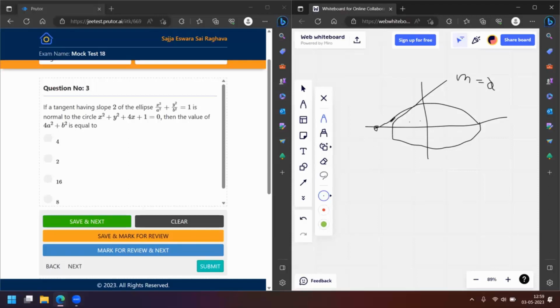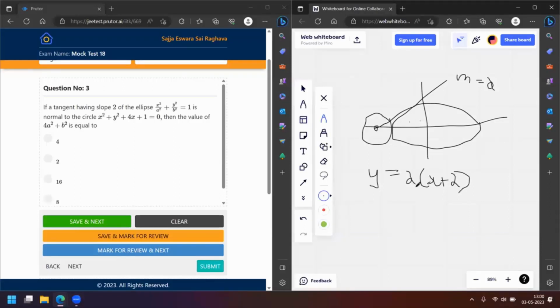And since it is a normal to the circle, any normal to the circle passes through the center. So now we can generate the line. We know a point through which the line is passing, which is the center of the circle. So we can write y equals slope times x plus 2, this is the equation of the tangent. Now we have to find a and b.